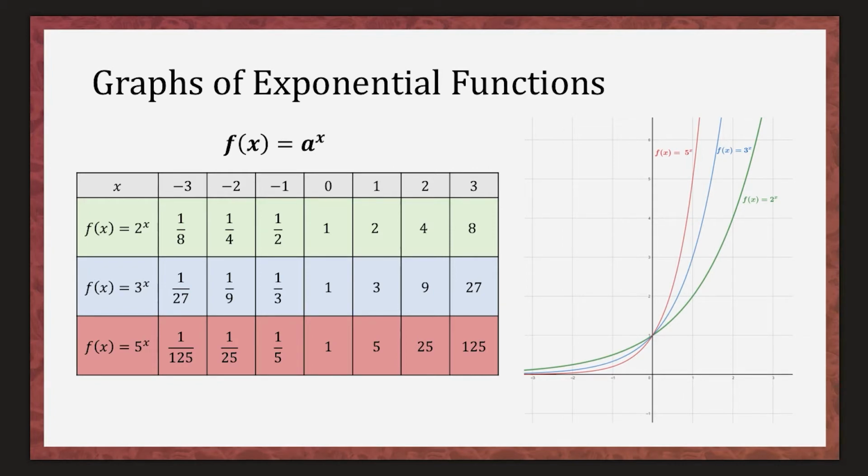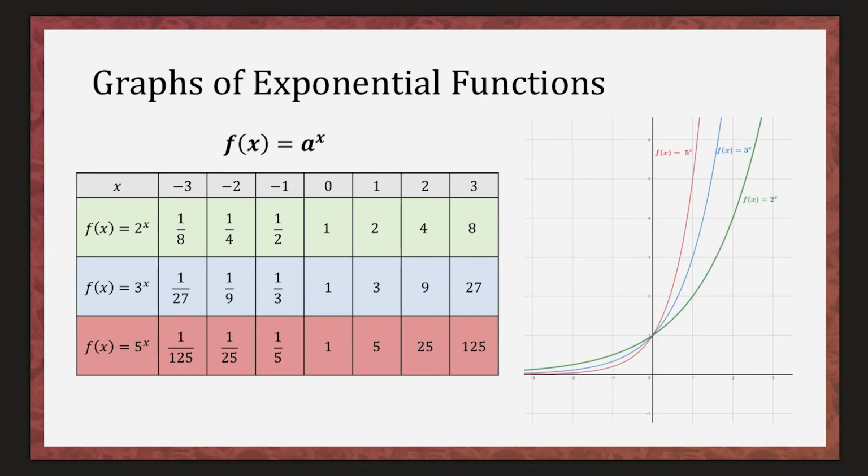But then we can go into our positive numbers where things start to go up pretty rapidly. If you put a 1 in for x, 2 to the first power is 2, 2 in for x, 2 to the second power is 4, 3 in for x, 2 to the third power is 8, and then it will go to 16, 32, 64. It starts to go up pretty rapidly after that.